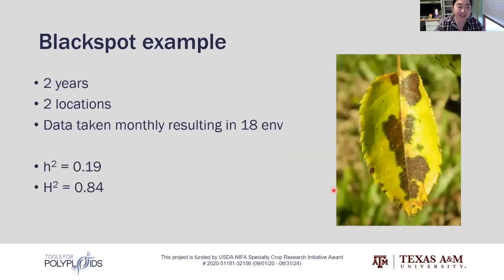So looking at an example, this was part of my dissertation work, and we looked at black spot over 2 years over 2 locations, and we took these phenotypic black spot severity scores monthly, and that resulted in about 18 environments, and that had a narrow sense heritability of about 0.2 and a broad sense heritability about 0.8.